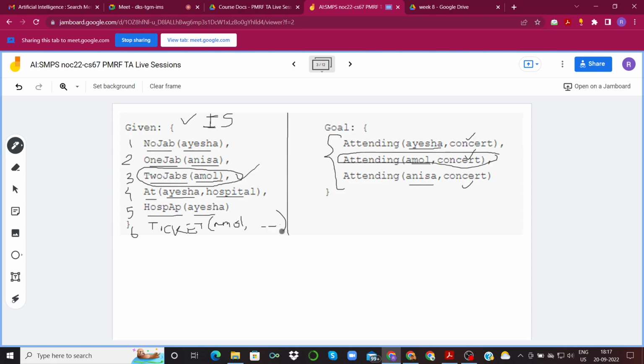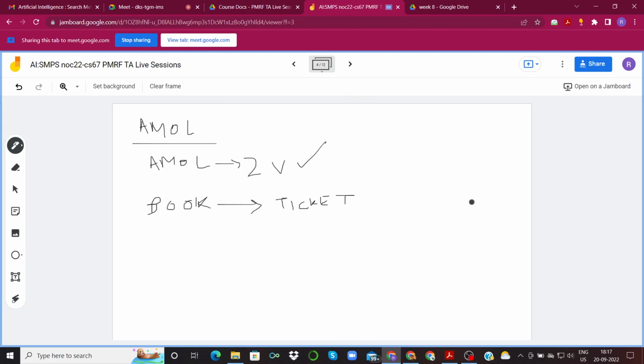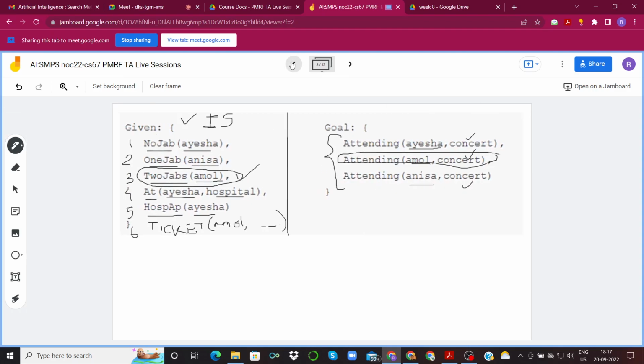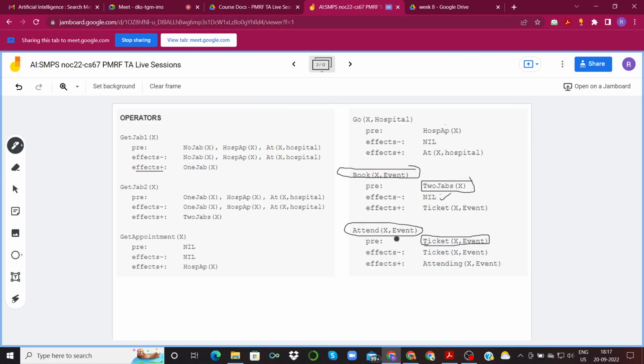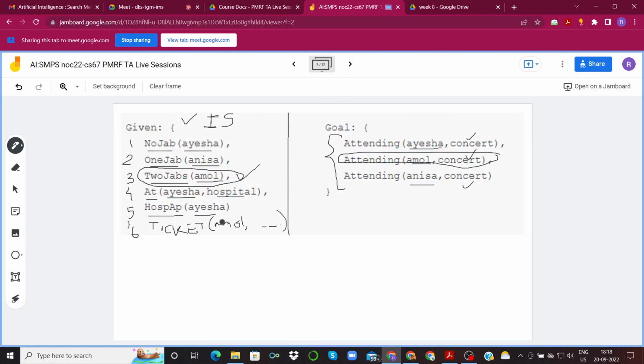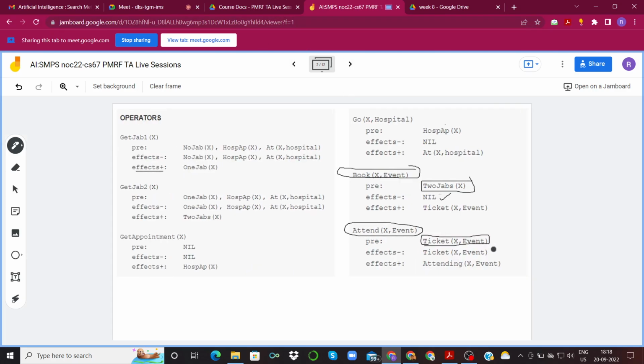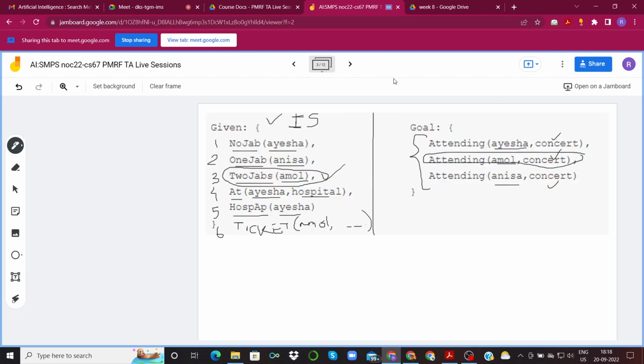Okay, I'm not writing this whole thing. Okay, now that is satisfied. Now we can apply this attend operator as well. We can use this ticket precondition that we have just added over here and use this to go to the goal state of attending a mole comma event, right?